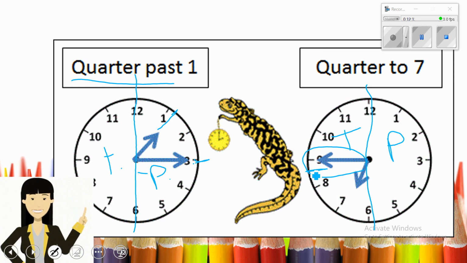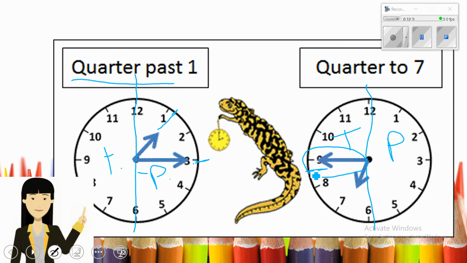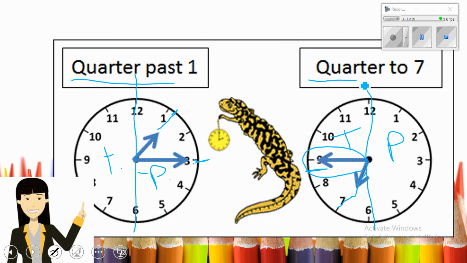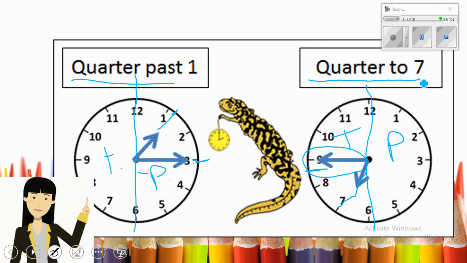What's the special thing for quarter to? Excellent, the next hour, because see, the hour hand is much closer to 7. So I say it's a quarter to 7, not a quarter to 6. That's wrong. So it's a quarter to 7. Let's practice more.